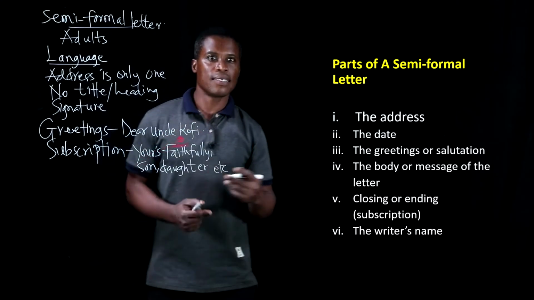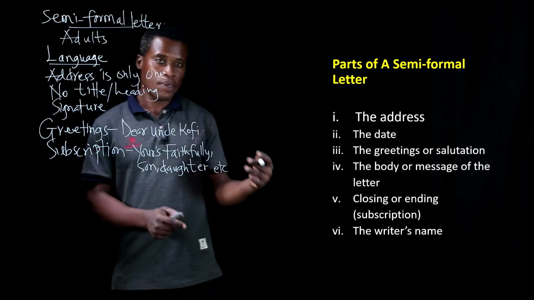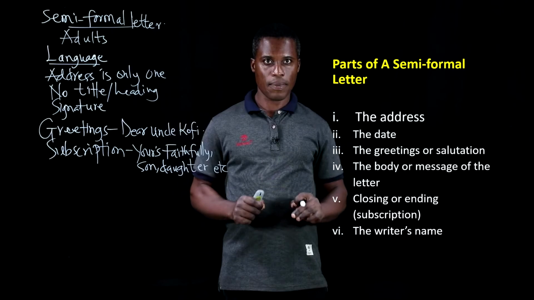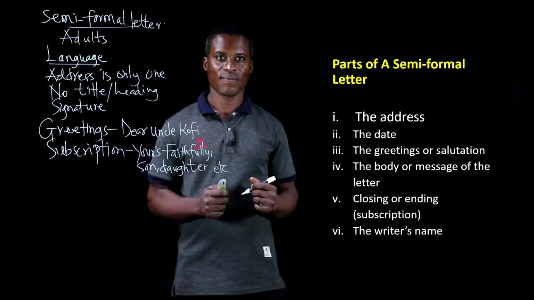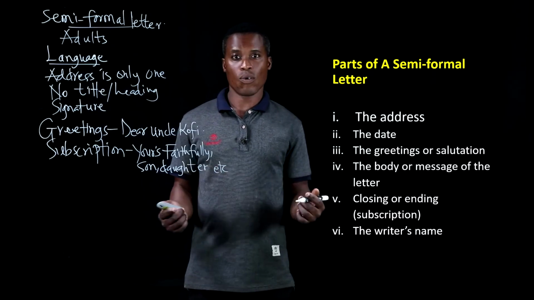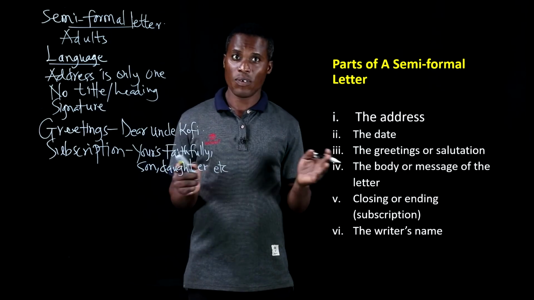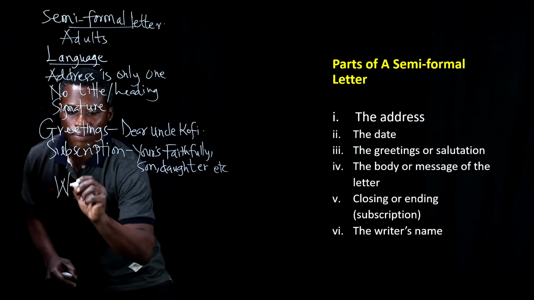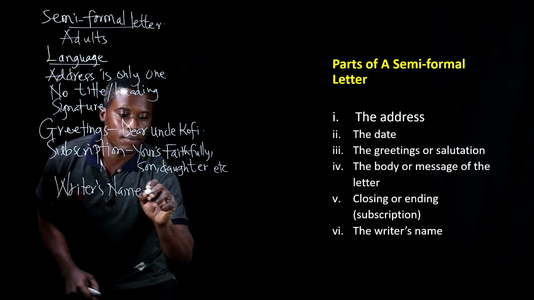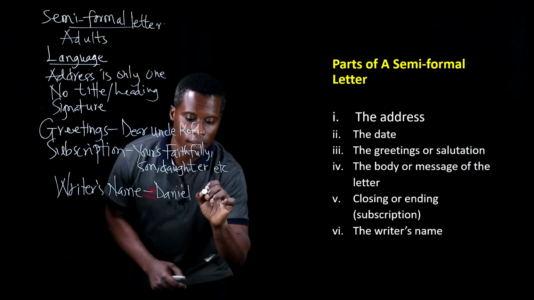The next thing is the writer's name. Then you write your name as well, as it appears in the informal letter. We can do the same thing here. The writer's name. So after writing yours faithfully, then you write Daniel. You can write your full name. The writer's name. That is Daniel Darko.